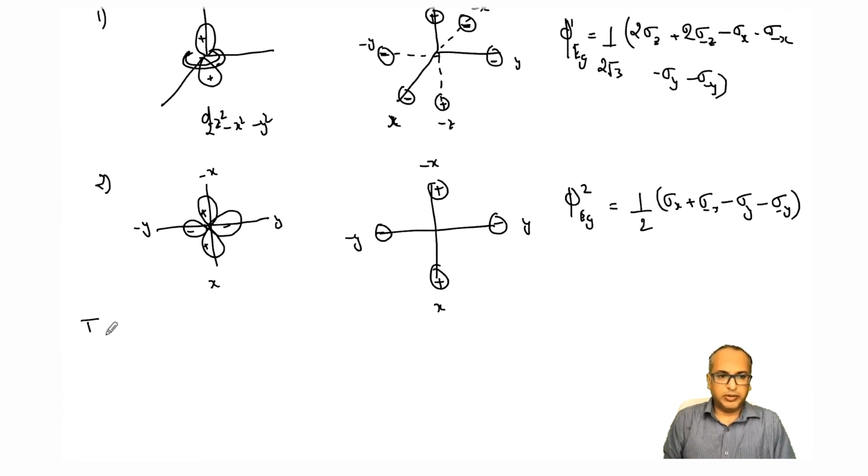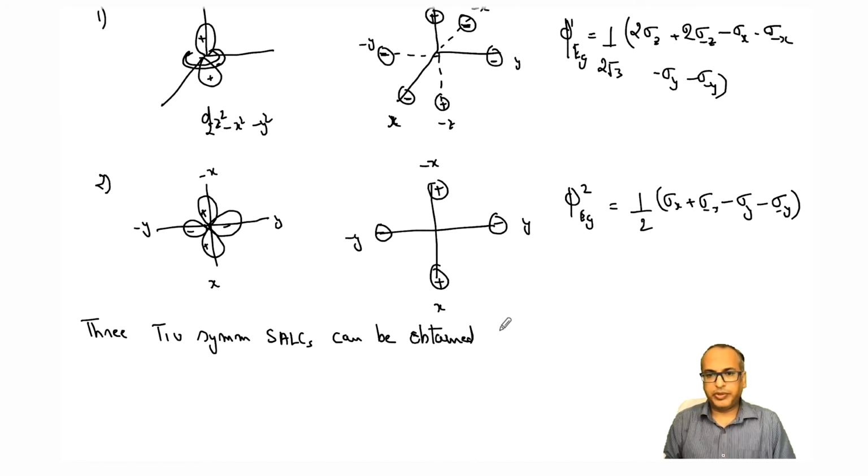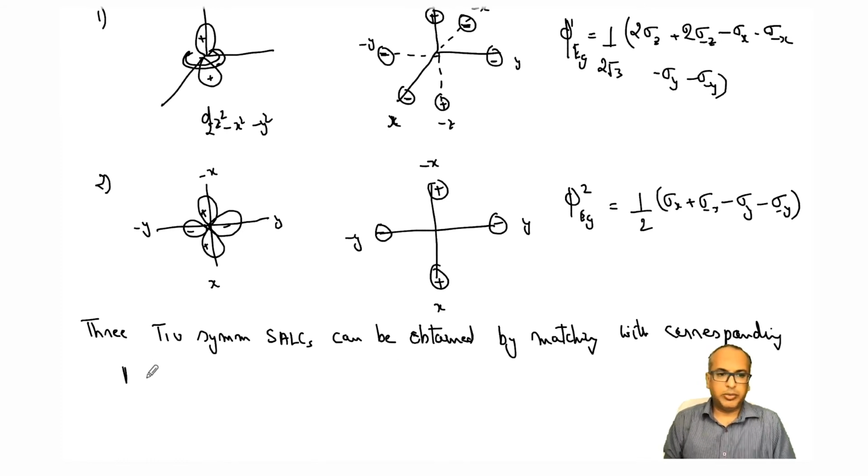the three T1U symmetry SALCs can be obtained by matching with the corresponding atomic orbitals of M. So now how do I do that?